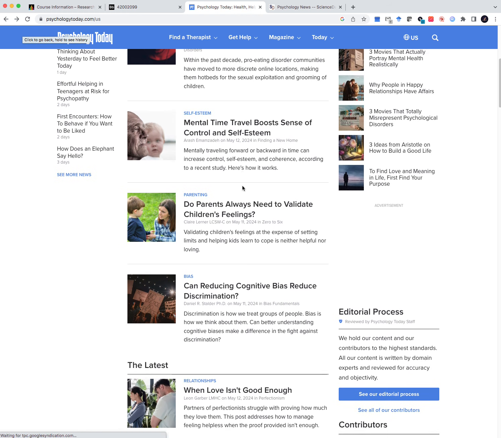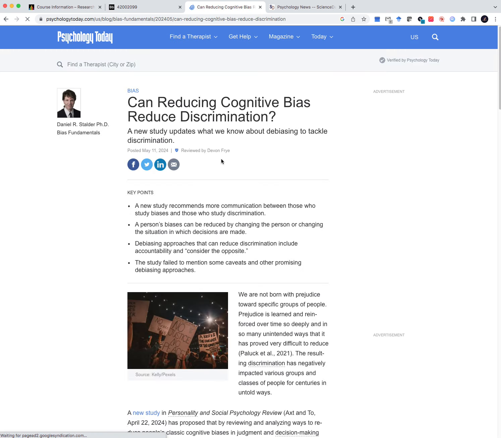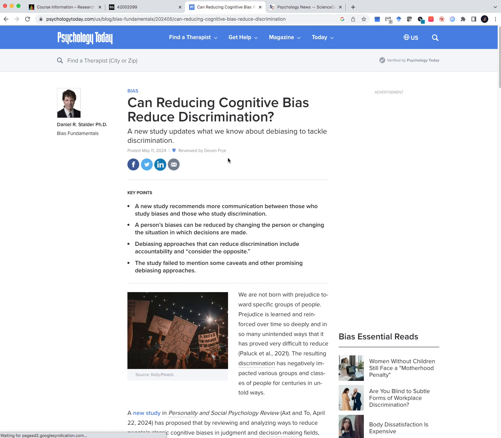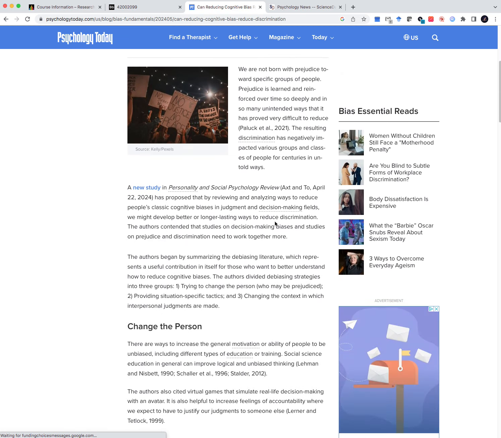Let's look what else they have. Can reducing cognitive bias reduce discrimination? Let's try this. Okay. A new study recommends, okay, this looks promising. This appears to be based on a specific study. So let's click on that study, and here's the link.